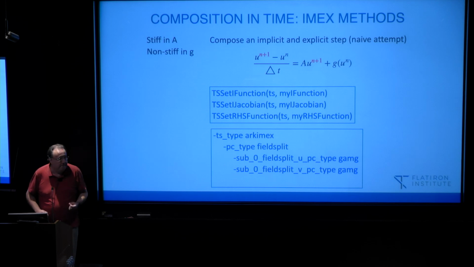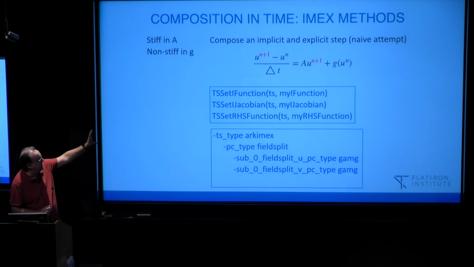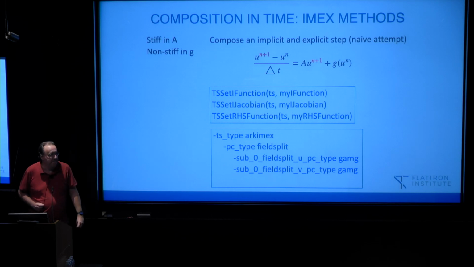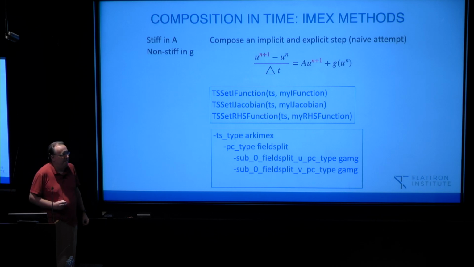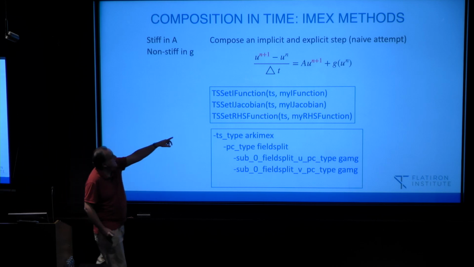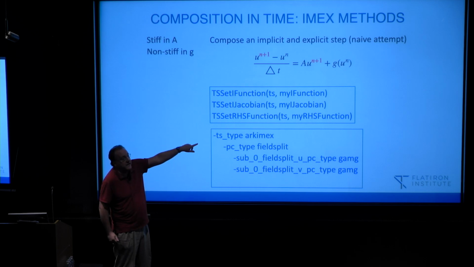Okay, and the Jacobian means the A matrix. The Jacobian in this case is exactly the A matrix. The nonlinear function is G. And there's no right-hand side here, because there's no driving. No, the right-hand side is the G in this case. G is the right-hand side.